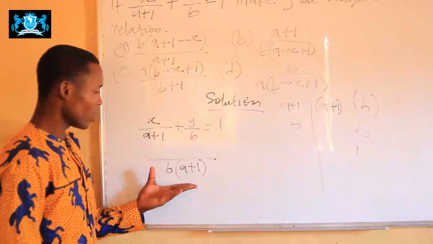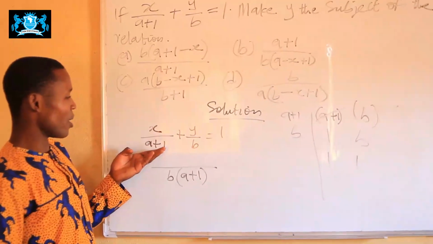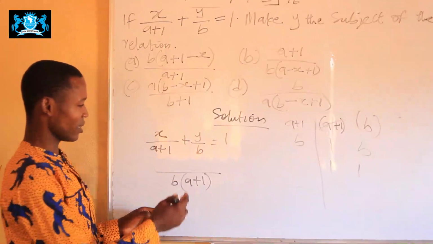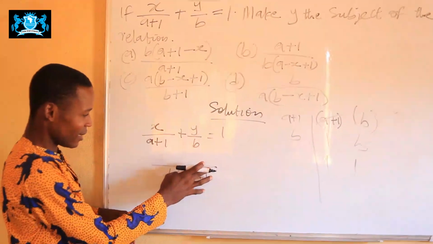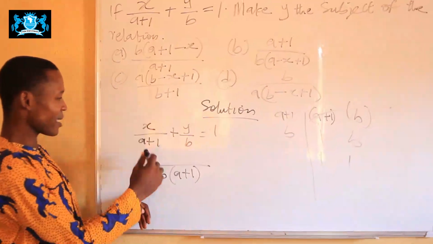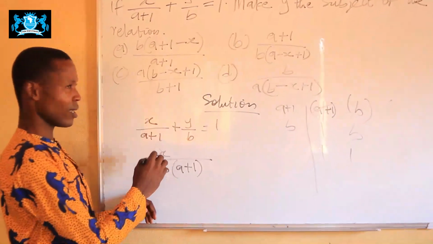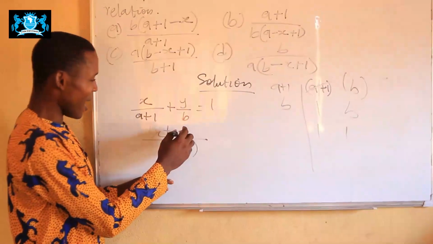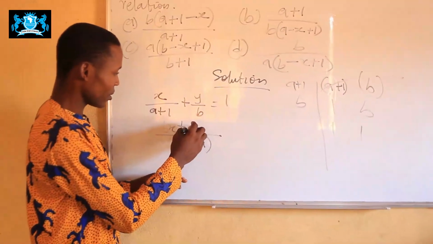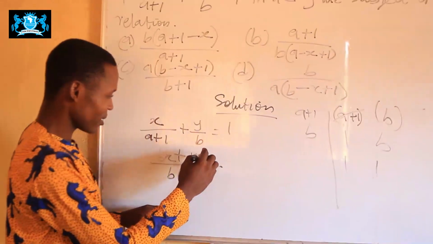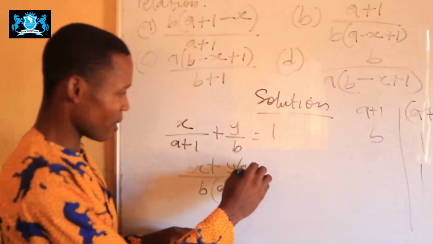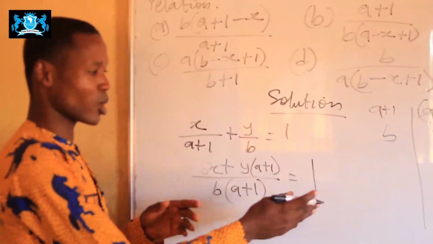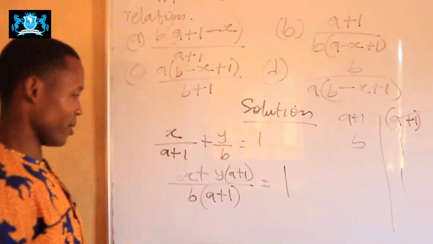I hope you understand. So this is the LCM of a plus 1 and b. Let's divide this way, divide this, leaving b. B times x will give us bx. We kill b, leaving this. So we'll now have y times a plus 1, all equals to 1. You can also say 1 over 1, but let's not go there now.